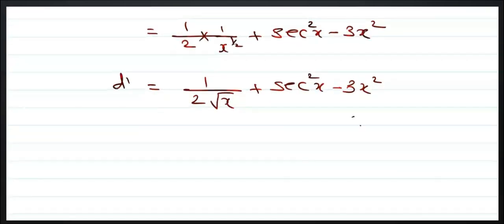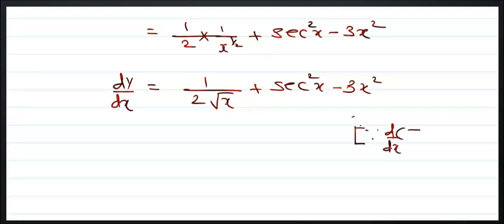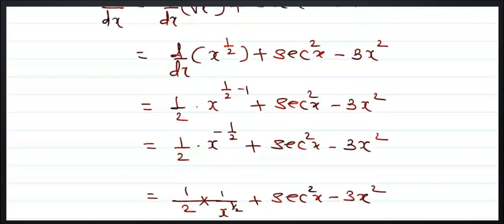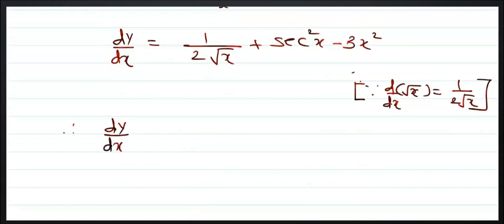And in this way, we get dy by dx is equal to the answer. The d by dx of root x is 1 upon 2 times root x. Now remember this always. That is 1 upon 2 root x plus sec square x minus 3x square.